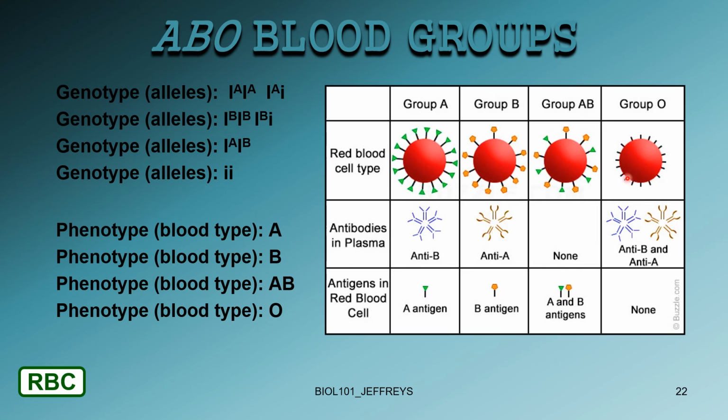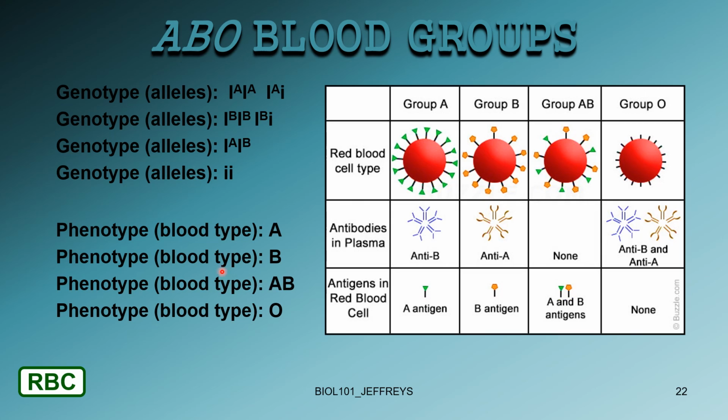And so here's the deal. We have the genotype. You have 2 alleles, so you can have either big A, big A big O (the small letter i), big B, or big B big O. You can have big A big B, or you can have OO. Those are your genotypes.